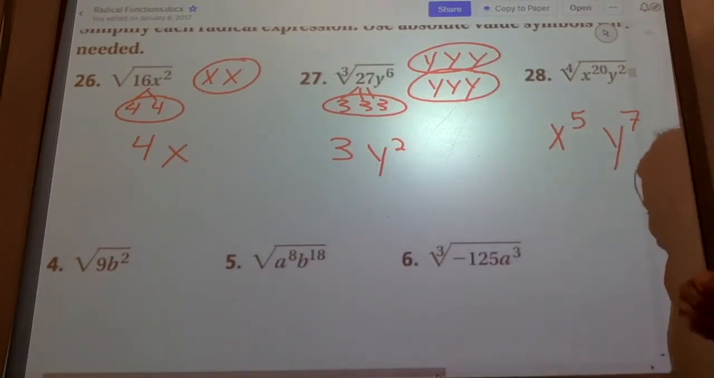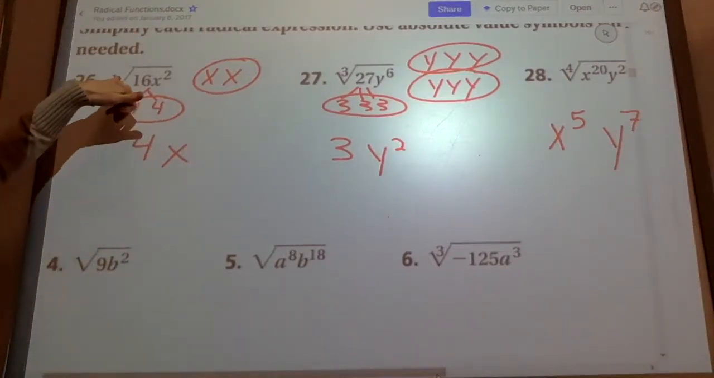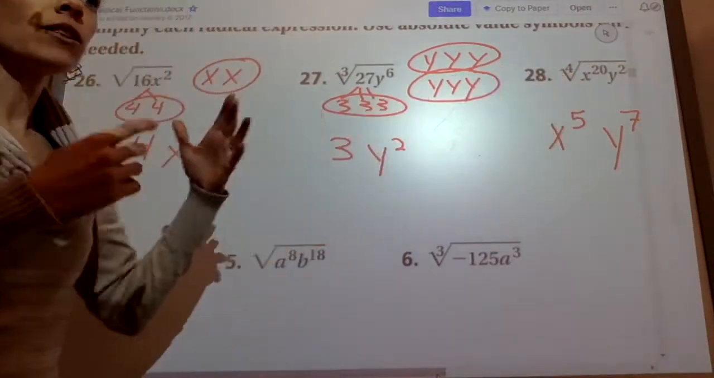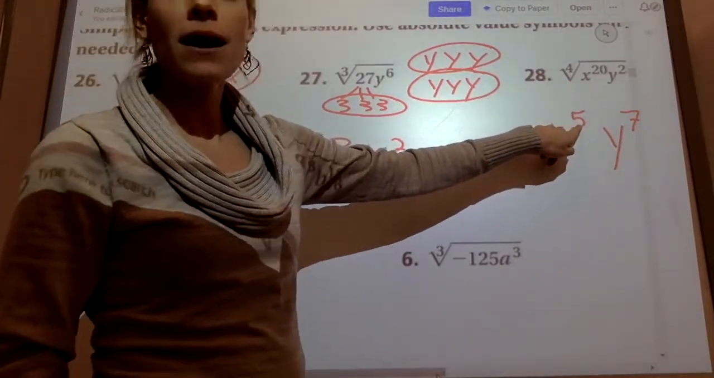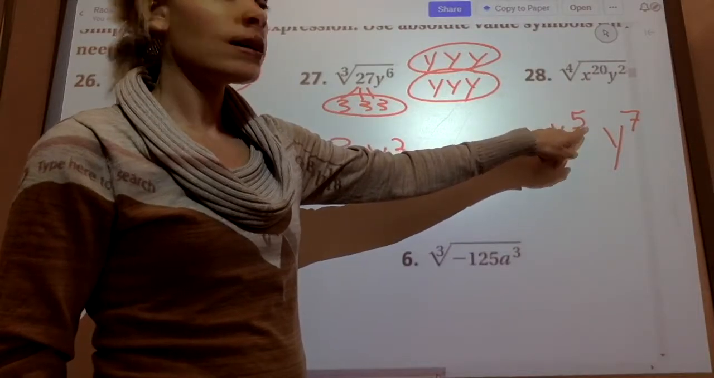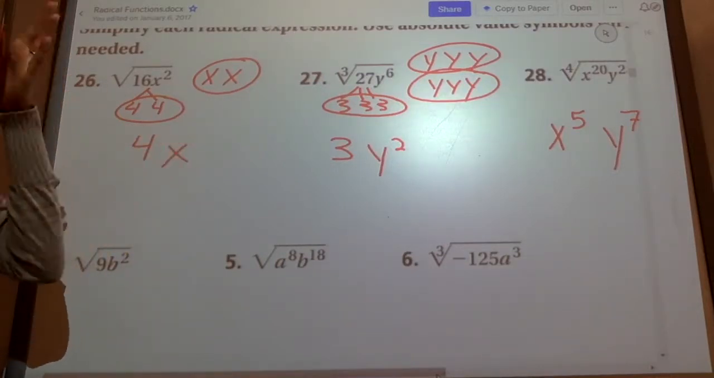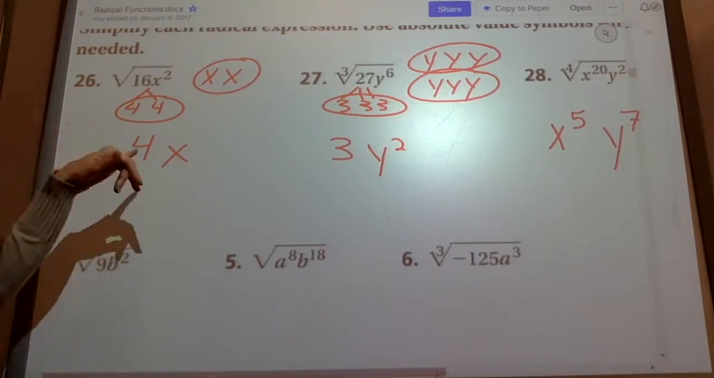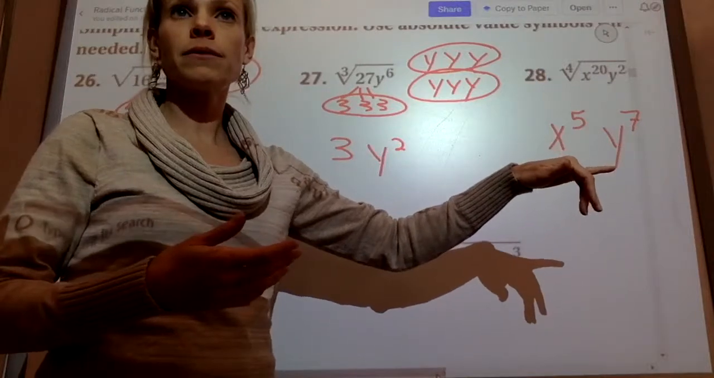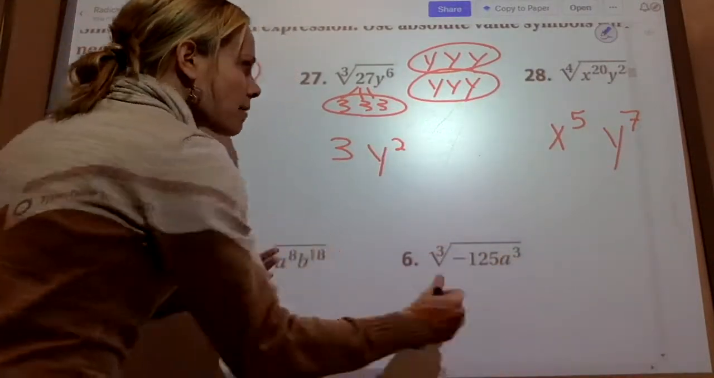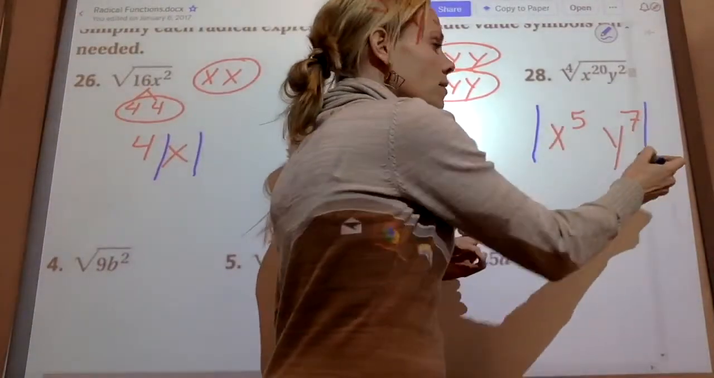What? Okay, this is what I mean. Whenever I have an even index, a 2 or a 4, and I look at my answers, if I have a variable answer with an odd power, see how 5 is odd? 7 is odd. x to the 1 power, 1 is odd. I have to have absolute value signs to say no matter what number I sub in for x or y, it's going to be positive. So it looks like this. My final answer, I would have absolute values there, and I would have absolute values there.